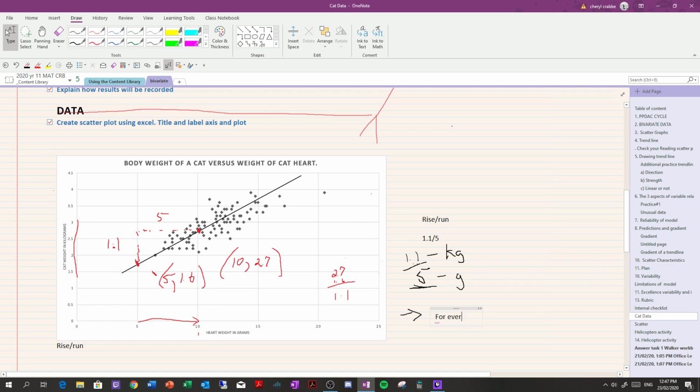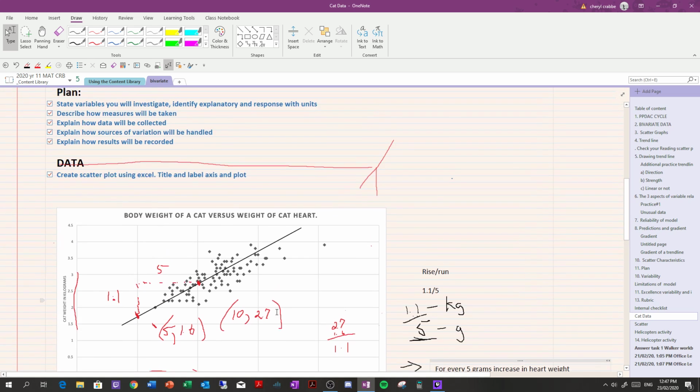For every 5 grams increase in heart weight, there is a 1.1 kg increase in the cat's body weight. So I've got it in context, I've got units, and I've explained what my rise and run mean. It's a positive gradient, so your gradient should be positive, and it should show that as one increases, the other increases.